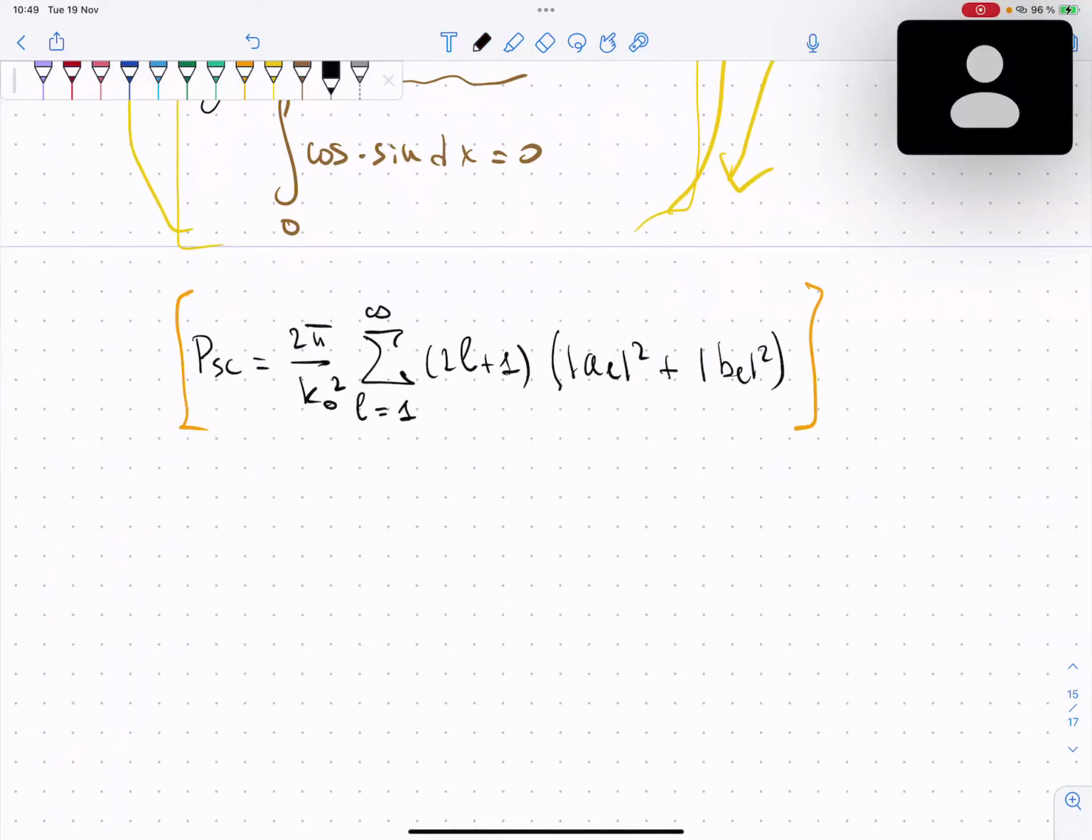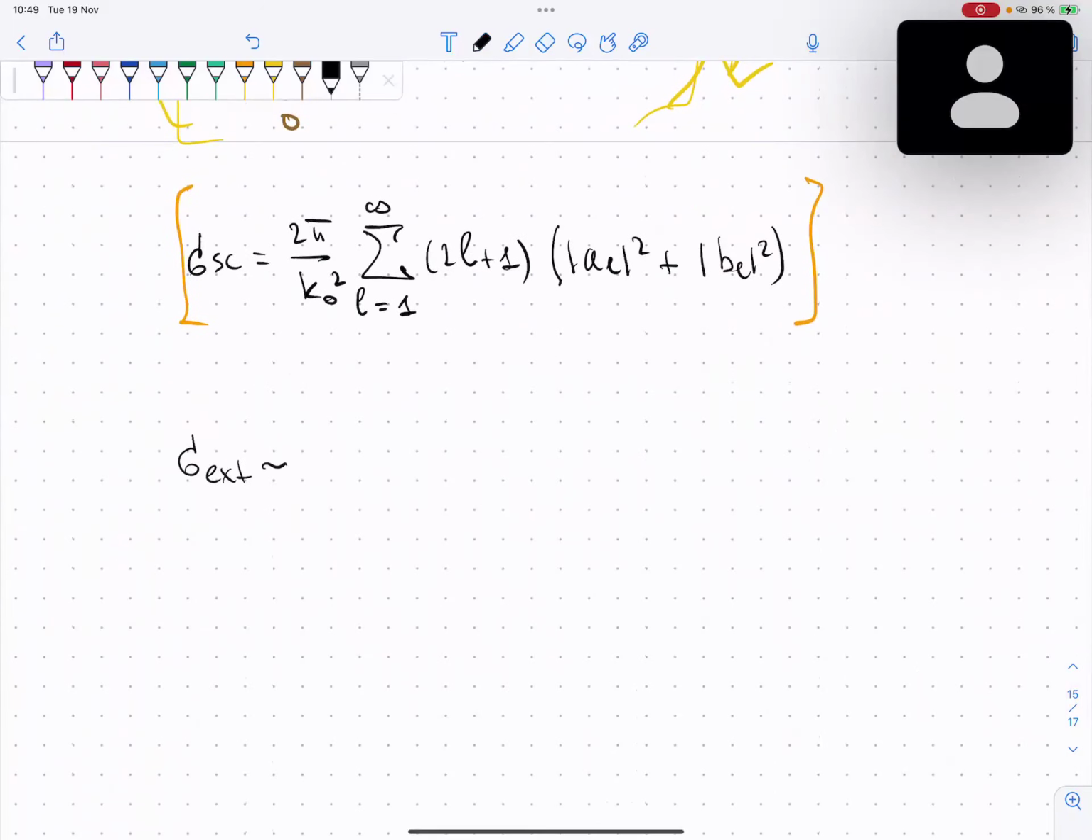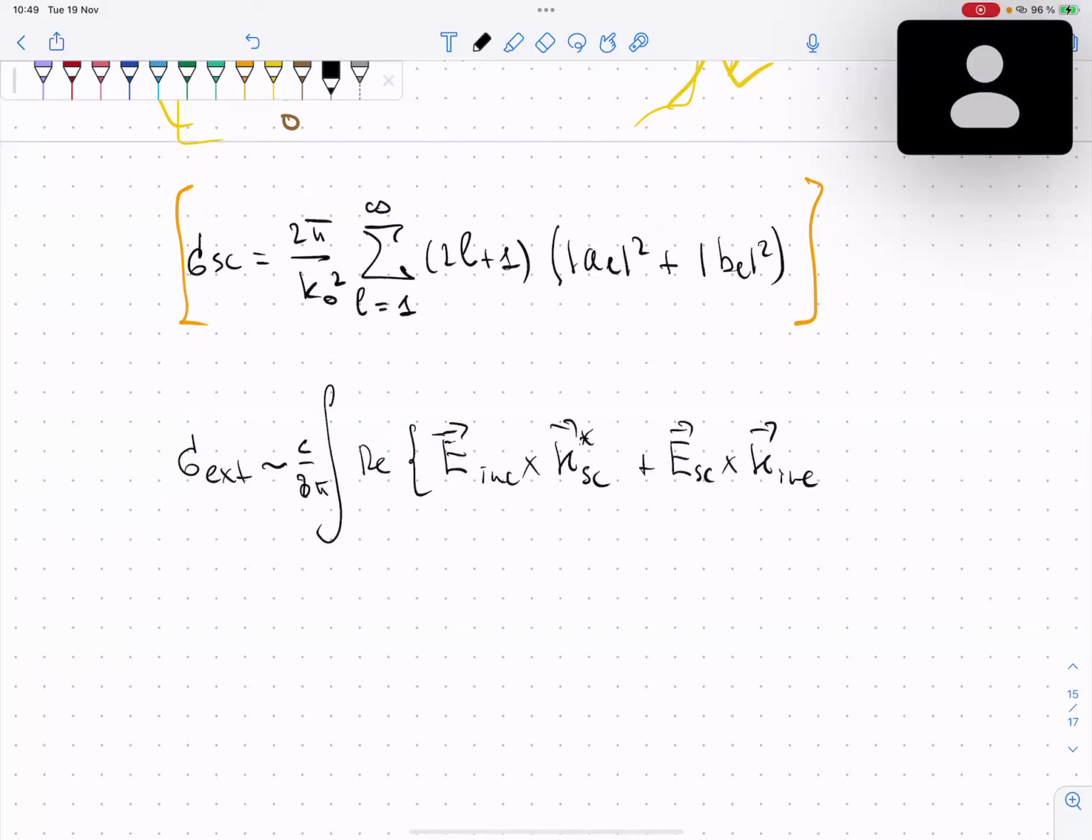And if you remember correctly, we can also write, oh no, this is not the scattered power, this is the scattering cross-section. We can also, if you remember, express the extinction cross-section. It is proportional to the integral of c over 8 pi times the real part of electric field incident times magnetic field scattered plus electric field scattered times magnetic field incident.